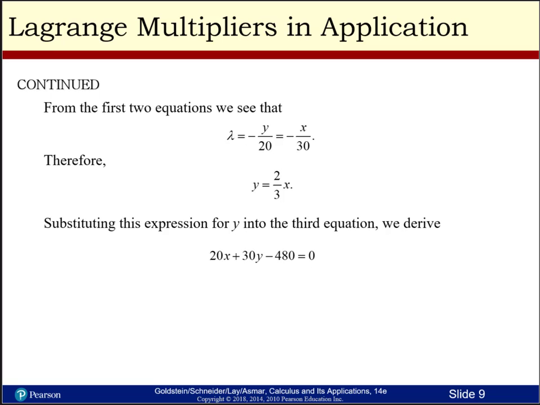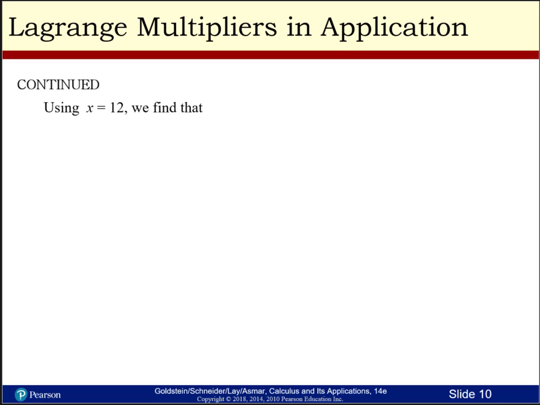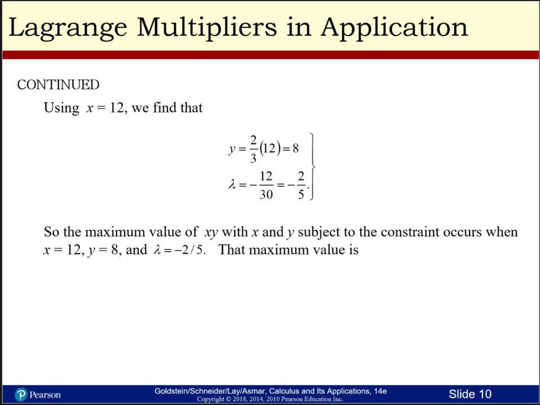Substituting this into our third equation, 20x plus 30y minus 480, plugging that in, solving for x, we are going to get that x is 12. Now using x is 12, we're going to find that y is equal to 8 and lambda equals negative 2/5. So the maximum value of x y with x and y subject to the constraint occurs when x is 12, y is 8, and lambda is negative 2/5. The maximum value, 96 square feet.